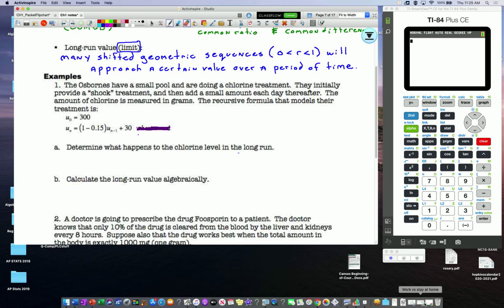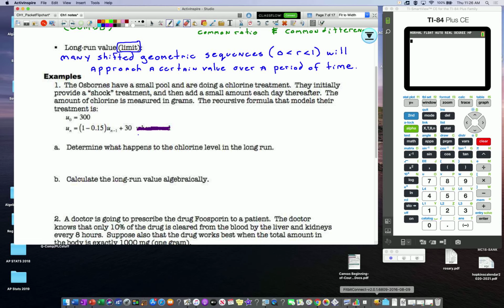So in this problem, it says the Osborns have a small pool and are doing a chlorine treatment. They'll initially provide a shock. Like when we started the pool, we would dump in a lot of chlorine, and the chlorine levels are so high you don't want to swim in it. If you jump in, it could hurt your eyes. It could change your clothes different colors, and sometimes erode them after a few days if you let them sit in that high chlorine water. Anyway, so we have this shock treatment. Then they add a small amount each and every day after. The amount of chlorine is measured in grams. The recursive formula that models their treatment is this.